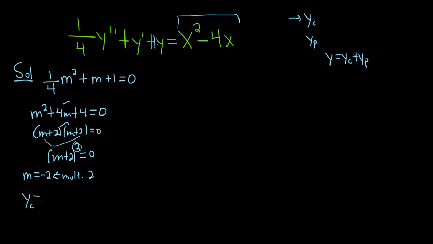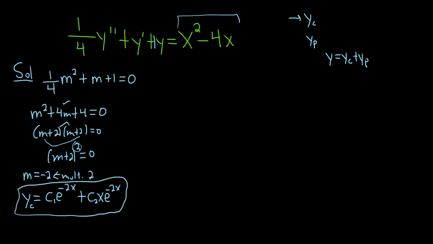So our y sub c is going to be equal to c1 e to the mx, so e to the -2x. And because it's repeated, we have to put an x next to it and then write it again, so c2 x e to the -2x. All right, so there's our y sub c. That's a big chunk of the problem. We have found the complementary function or complementary solution, or you can call it the homogeneous solution, multiple names, y sub c.